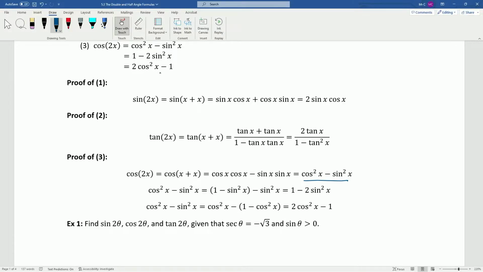Okay, so here, how do we get our second formula, 1 minus 2 sine squared of x? Well, for that, all I do is replace cosine squared of x with 1 minus sine squared of x. Gives me 1 minus 2 of the sine squareds of x. Or alternatively, I can replace sine squared of x with 1 minus cosine squared of x. So I get cosine squared of x minus 1. Distribute that negative, that's another positive cosine squared of x. So we get 2 cosine squared of x minus 1.